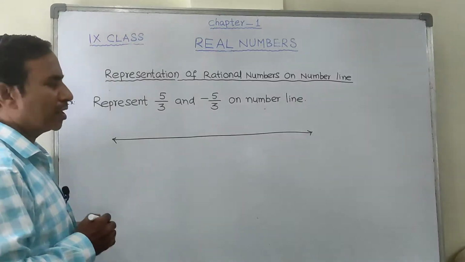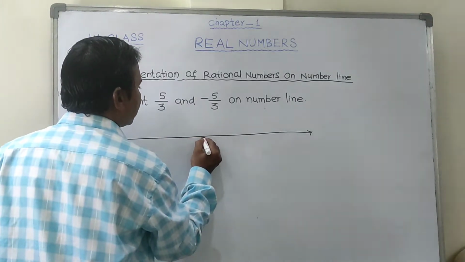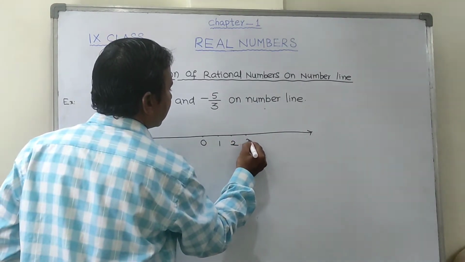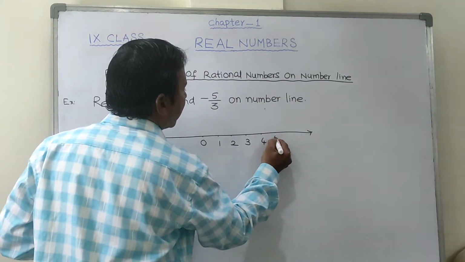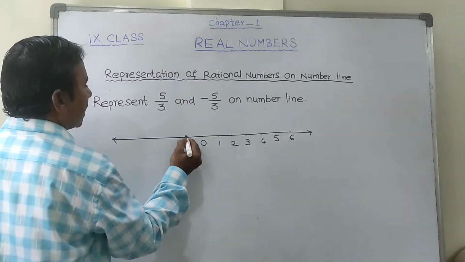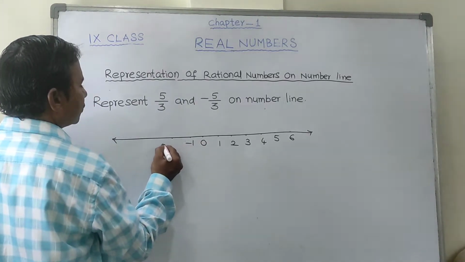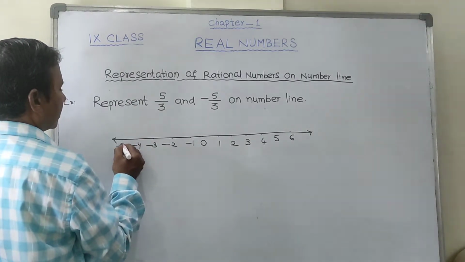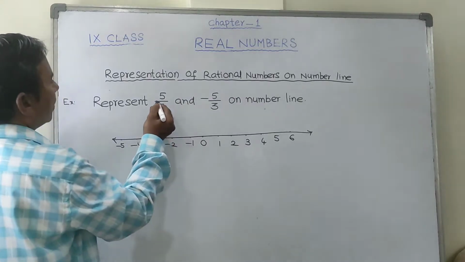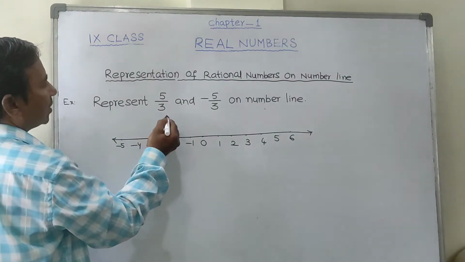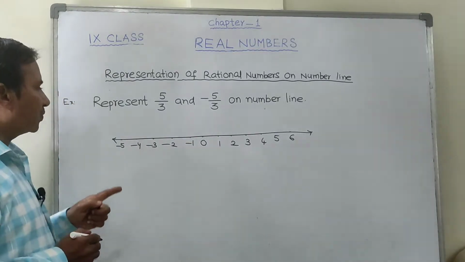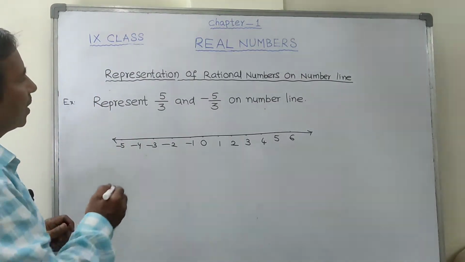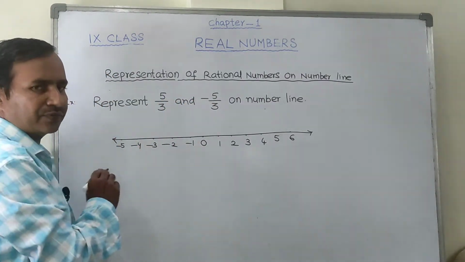This is called a number line, where the integers are denoted. 0 is here, and positive numbers move like this: 1, 2, 3, 4, 5, 6, and so on, it continues. On the left hand side we take negative values: -1, -2, -3, -4 and -5. As per the problem we want to represent plus 5 by 3 and minus 5 by 3. Plus 5 means up to plus 5 we take on the right hand side, and up to minus 5 we take on the left side.